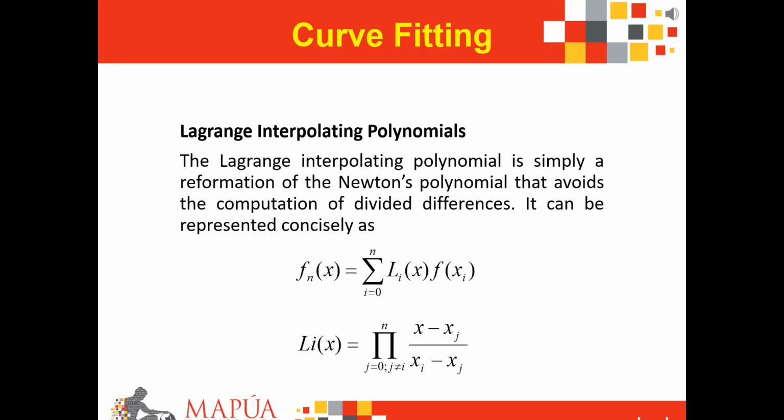Therefore, I continuously multiply the following terms in my numerator, which means subtracting from x the other values of x that are seen as my data points, other than, of course, xi. And your denominator would be xi minus the other values of x, other than, of course, xi. Because if I subtract xi from xi, I would end up with a zero term, thus giving me an undefined function value.